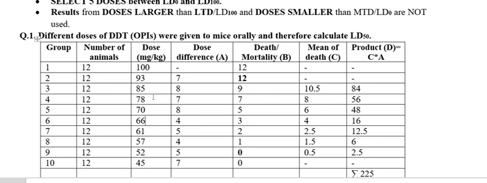After the consideration of dose, we are going to calculate the dose difference between two adjacent doses, symbolically represented by A. The dose difference is A. Then we are going to see the mortality after administration of this dose to each group. How much mortality is there? How much death is there? So here is the death.